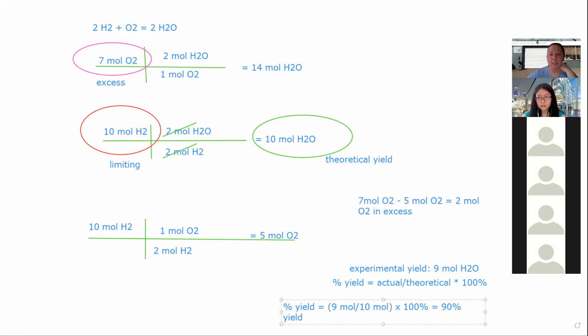Okay, so does anybody have any questions on this example, or how to calculate theoretical yields and the limiting and excess reagents? Does anybody have any questions?